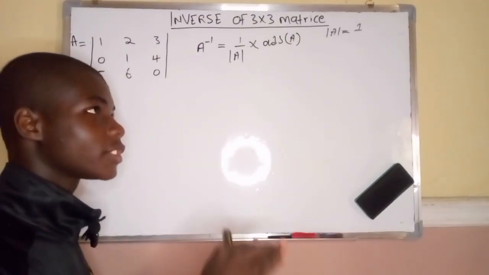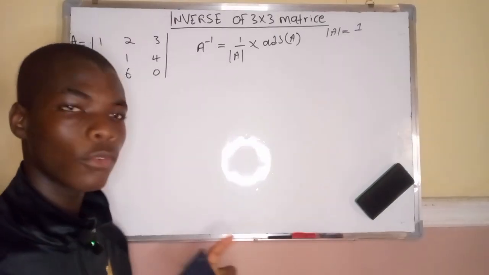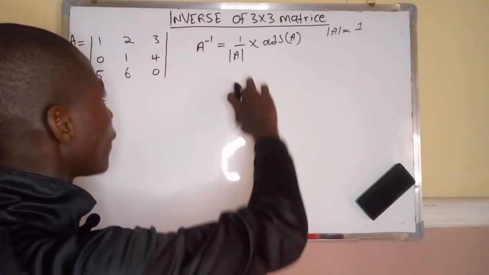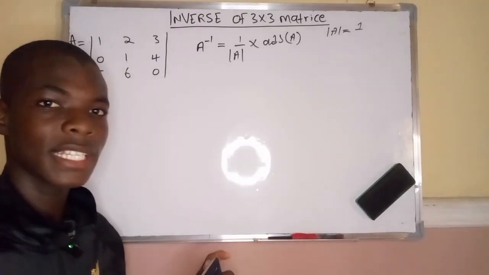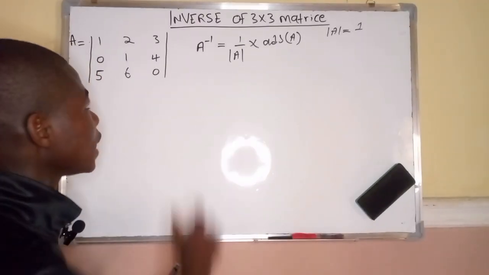If I transpose the matrix, that is the adjoint of my matrix. And then I will multiply by 1 over the determinant, and I form my inverse. That is the inverse of a 3 by 3 matrix.